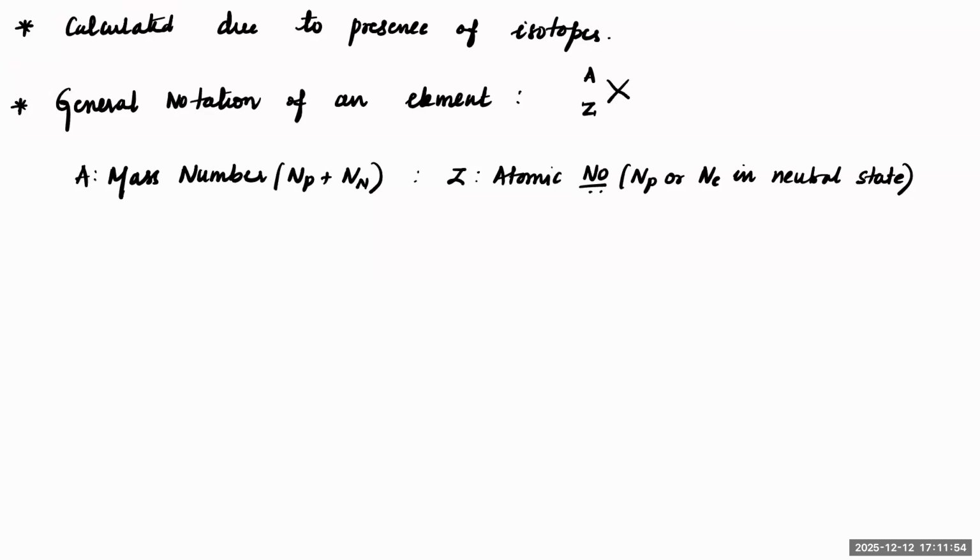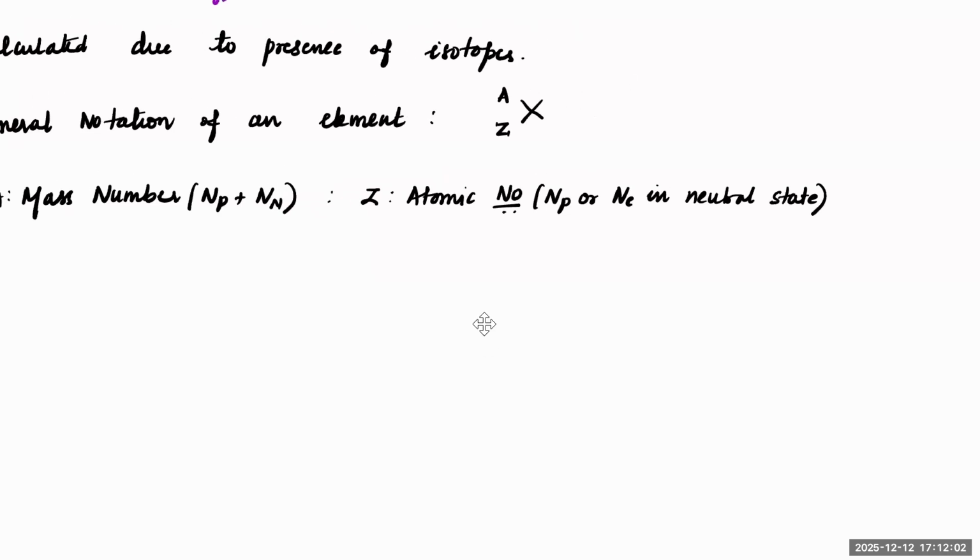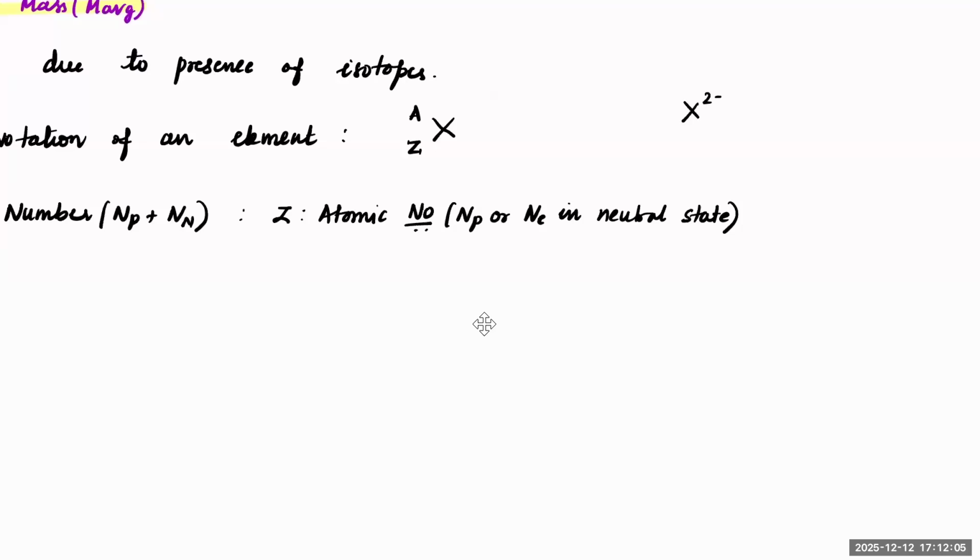This is by definition. Why in the neutral state? Because if you have something like X2 minus, which means now we have more electrons compared to protons, right? So then these two will not be the same, isn't it? These two numbers will be the same only when they are in the neutral state, that means when they do not have any charge. When they have any charge, positive or negative, the number of electrons differs compared to the number of protons.